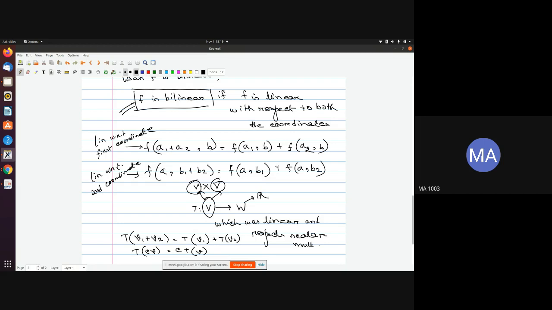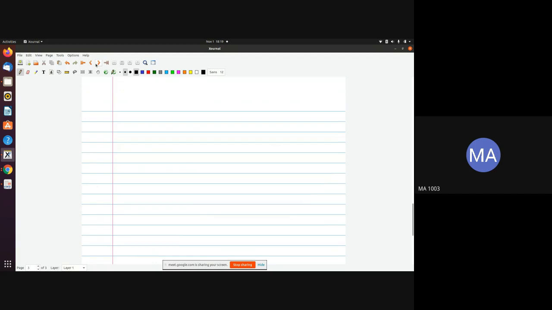Now, over and above bilinearity, scalar multiplication is also needed, correct? Because we are working in a vector space. That's why the fourth axiom came in. That's where the fourth axiom came into the picture. So if I break it down, suppose, what was the third axiom? This was third, right?